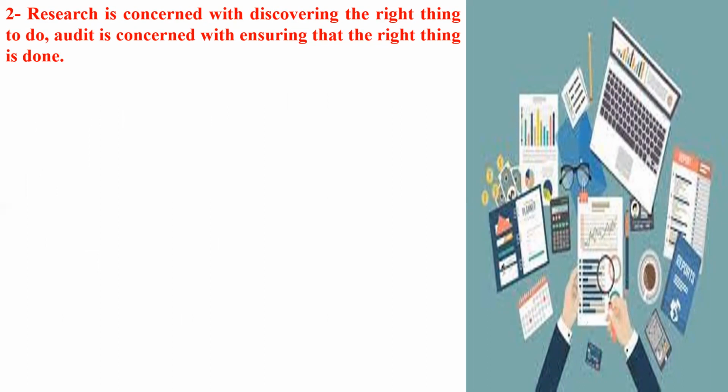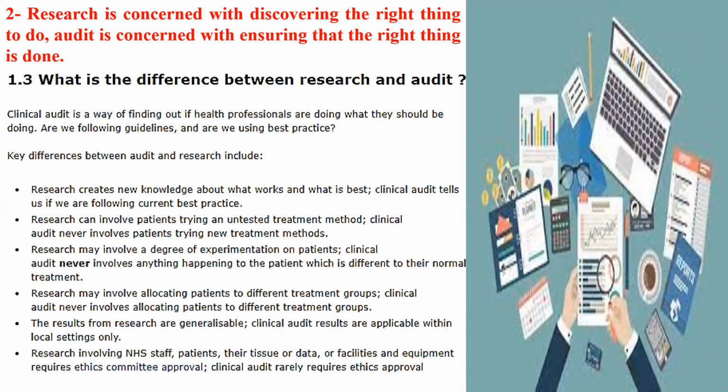To make it simple, research is concerned with discovering the right thing to do. It is discovering new knowledge. But audit is concerned with ensuring that the right thing is done. So audit is concerned with ensuring that the discovered new knowledge is applied now. This is the easiest way to differentiate between research and an audit. But there are many differences between research and audit.